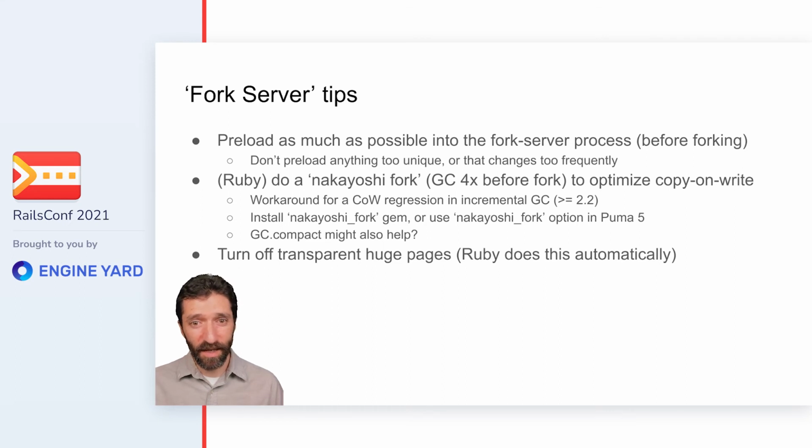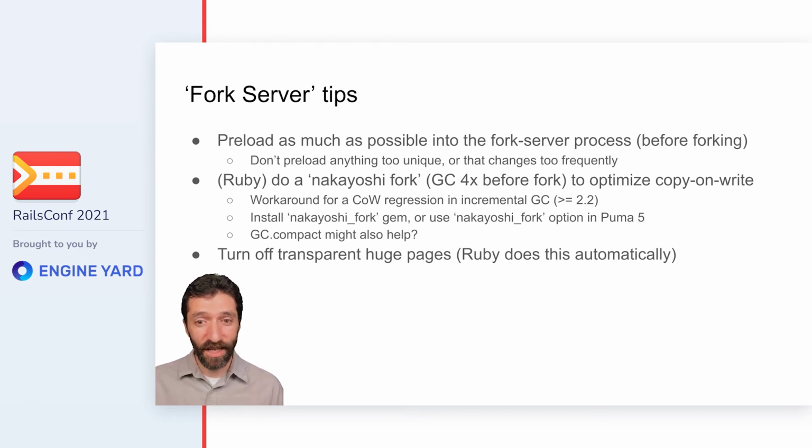Beyond that, specific to Ruby, you want to make sure to do what's called a Nakayoshi fork to optimize memory pages for copy on write in Ruby. More accurately, this is kind of a workaround for a copy on write regression that was introduced in the generational garbage collector in Ruby 2.2. Unfortunately, the attribute that marks an object's age is stored directly with the object instead of in a separate copy on write friendly bitmap. So running garbage collection after a fork, if it updates an object's age, then the memory page gets written and is no longer shared across the processes.